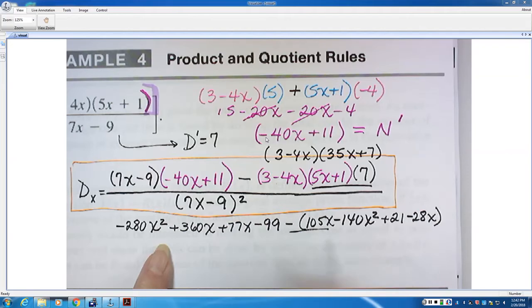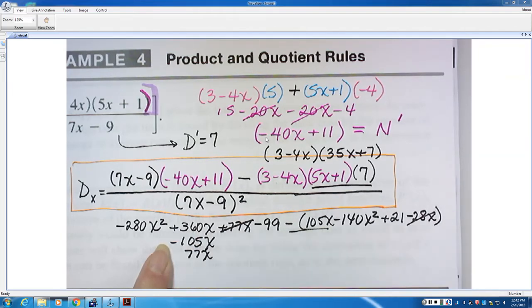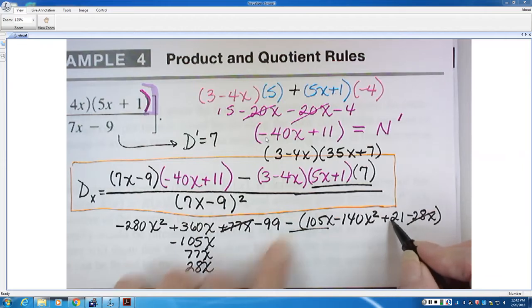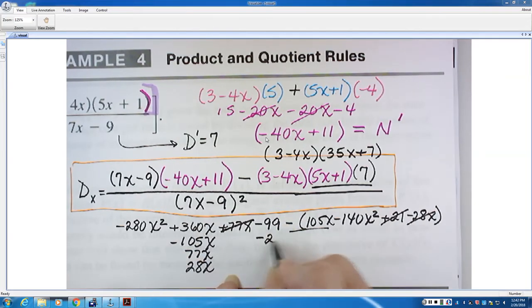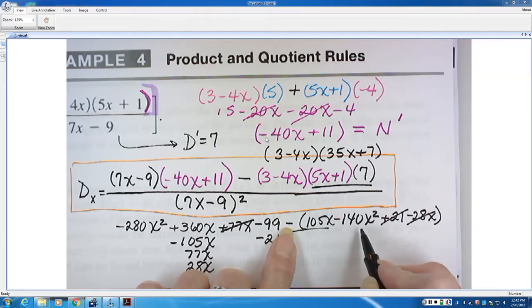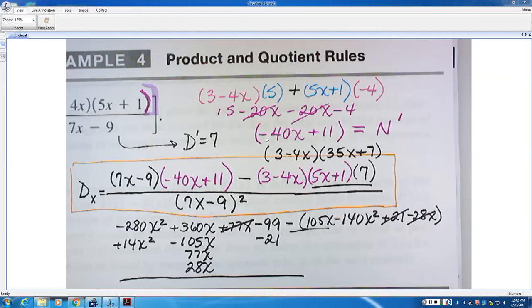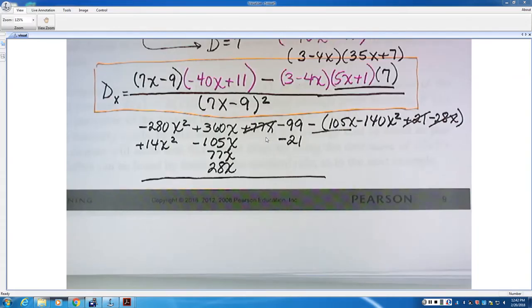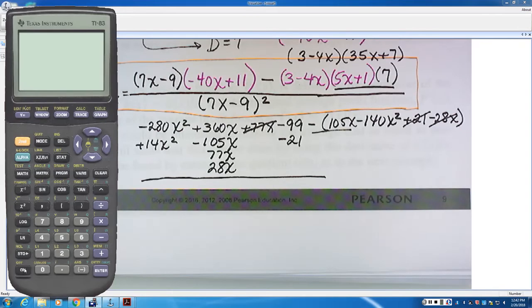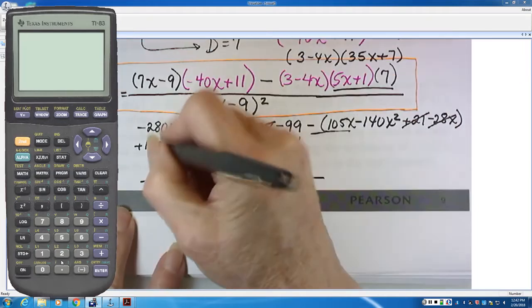So here I've got minus 105x. And I'm going to put that 77x down there with it. And minus 28, subtract negative 28 would be positive 28x. That takes care of that. I've got a 21 here that I'm going to subtract from the 99. And minus negative 140x squared is going to be plus 140x squared. So it is going to look a whole lot better if you do try to clean it up. I'll be the first to admit that. I don't trust my math ability this time of the day. That's why I have a calculator. Negative 280 plus 140, I left out my 0.